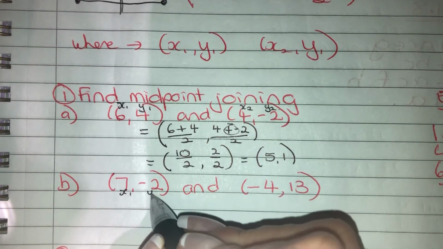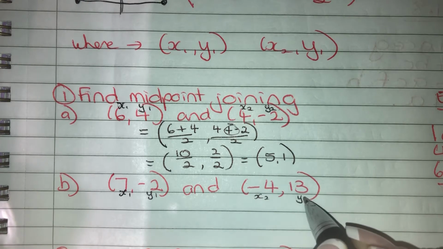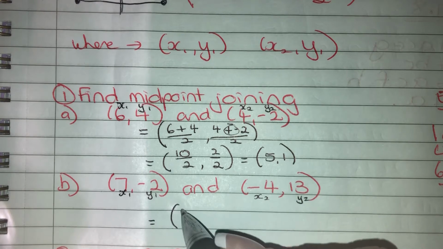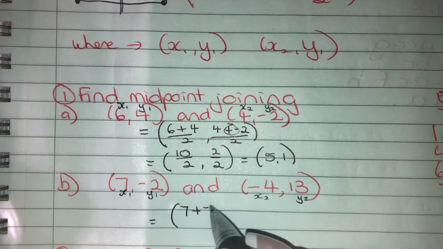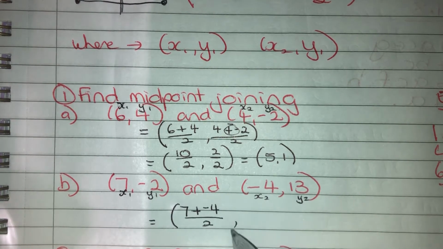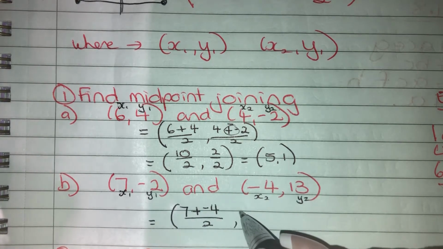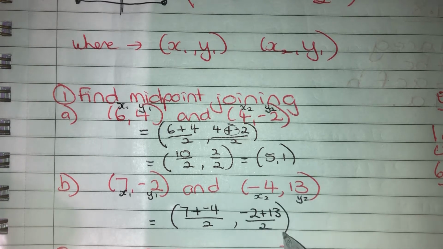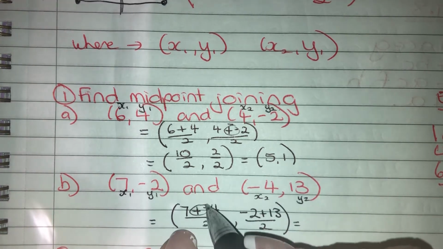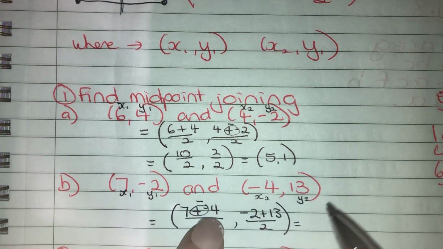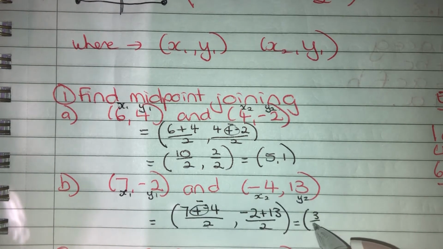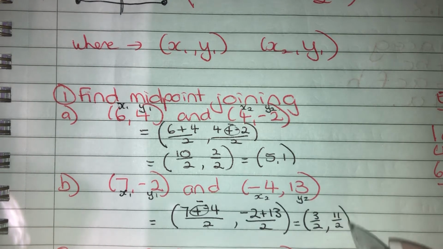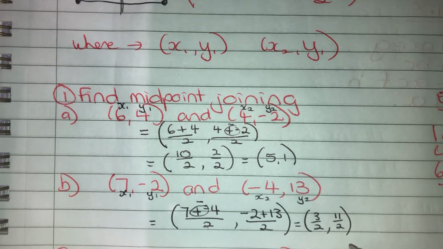All right, so let's have a go at another one. This is x1, y1, x2, y2. So remember, we're adding the two x values and dividing by 2. So 7 plus minus 4 divided by 2. And this is minus 2, be careful, minus 2 plus 13 divided by 2. A plus and a minus becomes a minus. So 7 minus 4 is 3 over 2. And minus 2 plus 13 is 11 over 2. And you can leave it like that, that's fine.